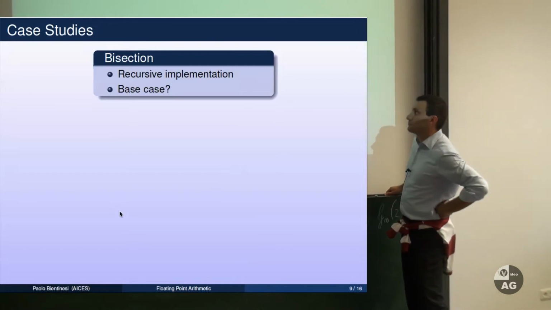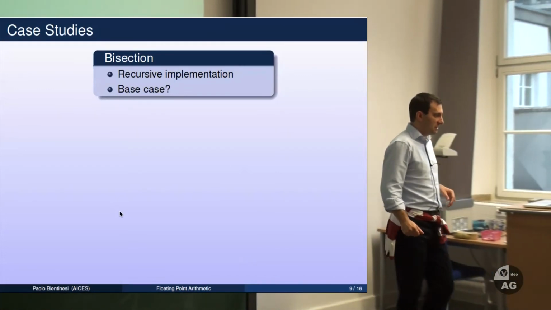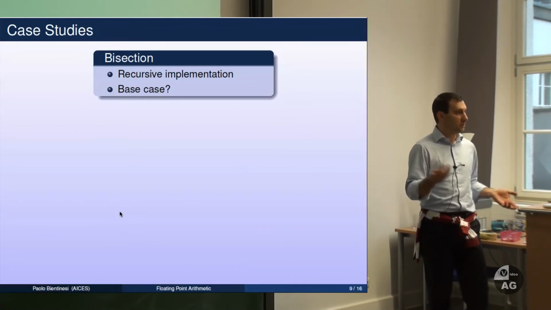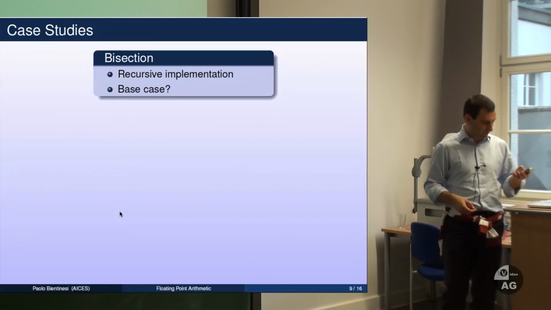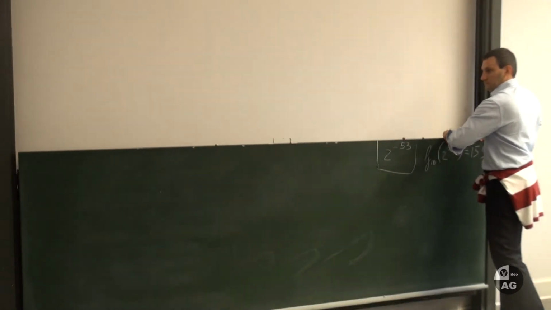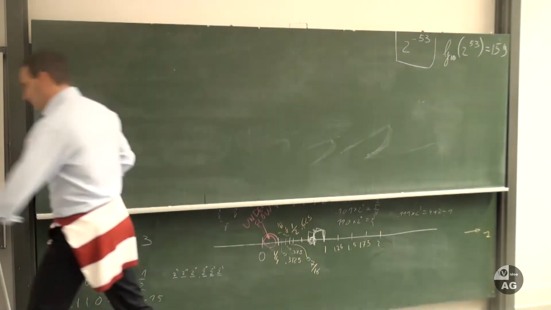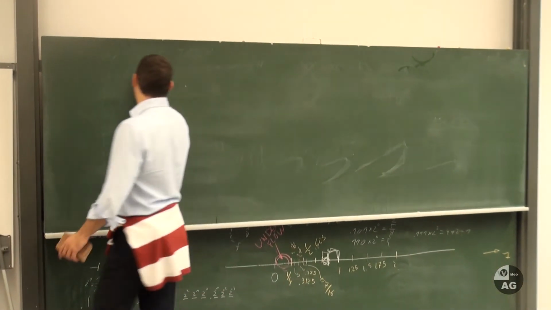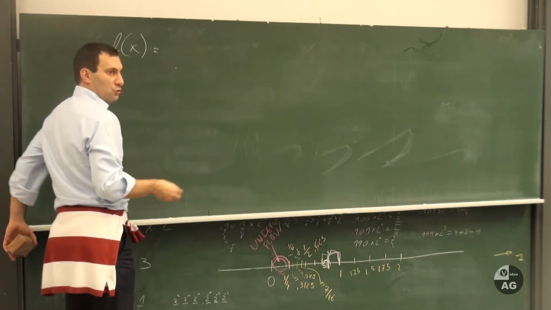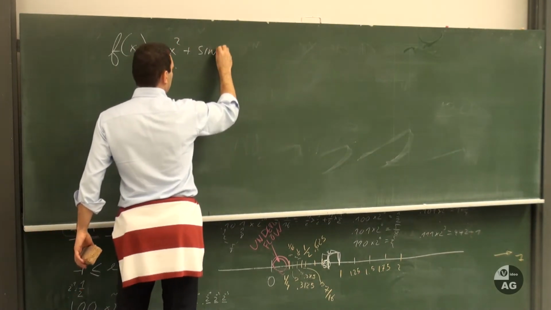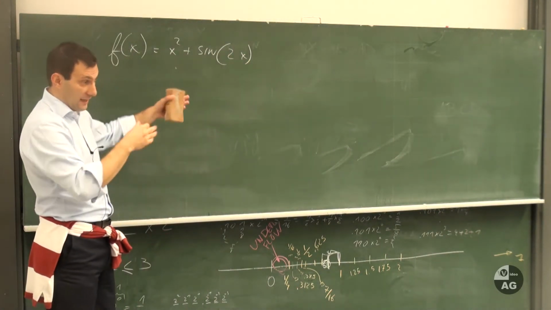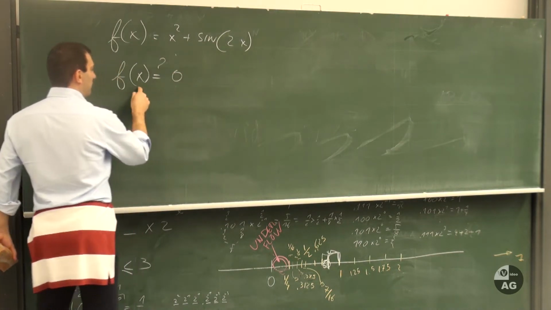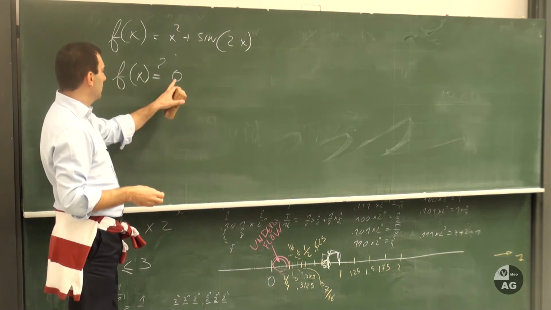So let's look at the bisection. What is bisection? It is a way of computing the zeros of a function, polynomial or whatever other function. Let's look at what it does. We have a function, could be x squared plus sine of 2x, something like that. It doesn't matter, any function. And what I would like to do is find the x such that f of x equals 0.